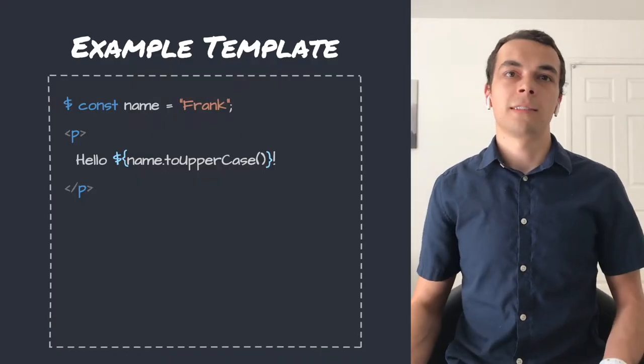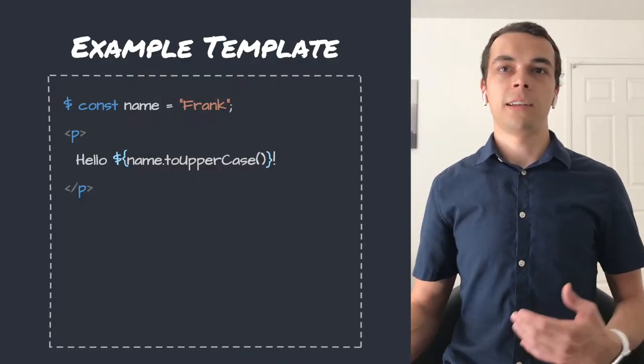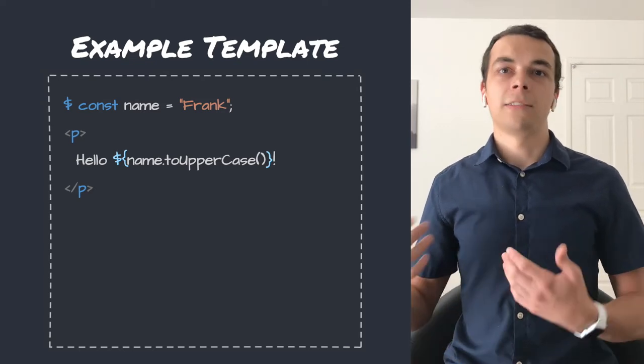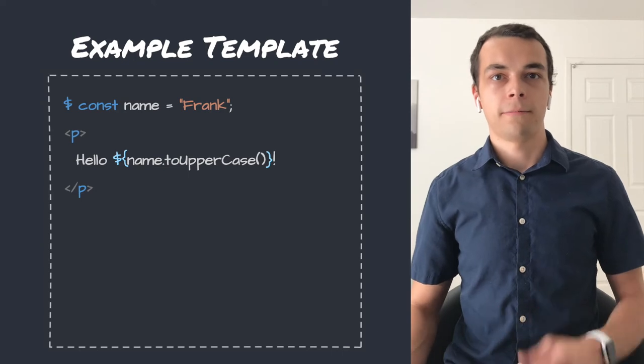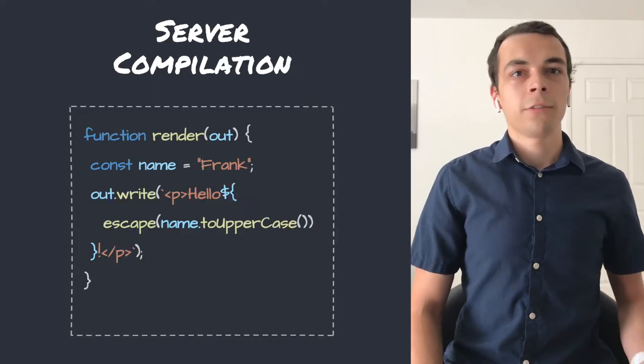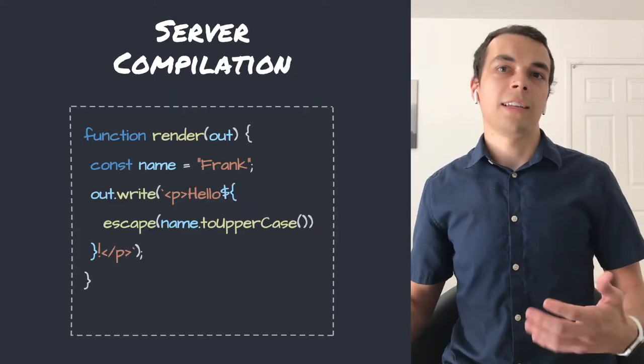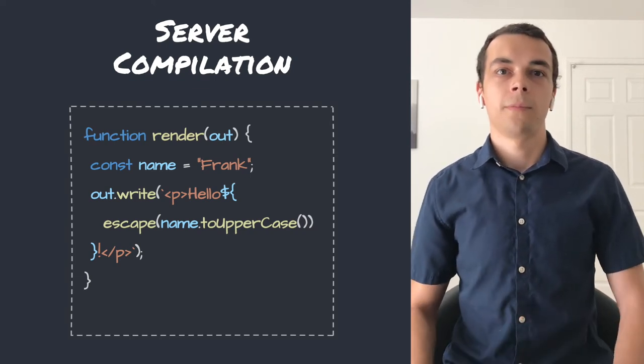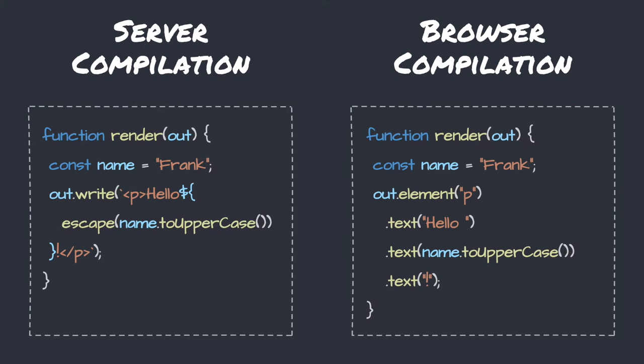To see how Marko does this, let's take a quick look at an example template and compile it. It's pretty simple, defining a value called name and interpolating that into some paragraph content. When we compile for the server, we can see that we've got string concatenation, and some utilities are pulled in to handle escaping dynamic content. In the browser, compilation looks a little different. Marko creates a VDOM in the browser, similar to other frameworks, to do lightweight comparisons across renders.